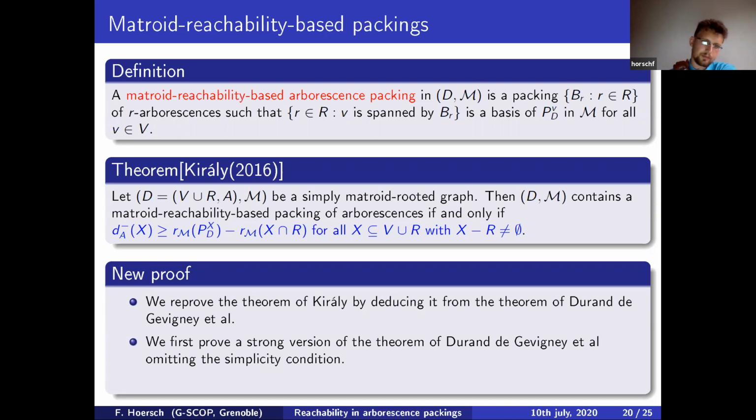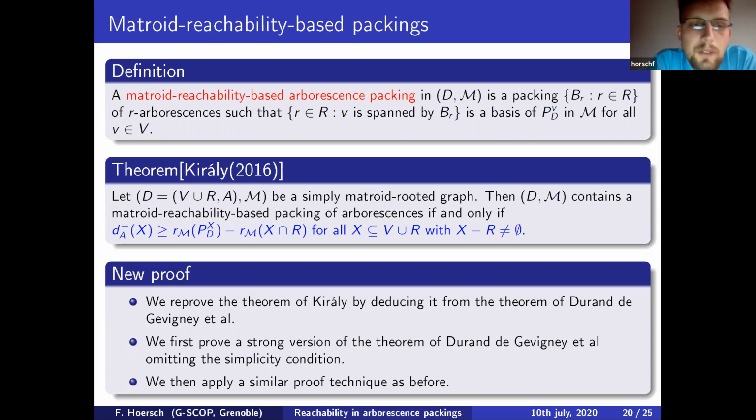And we do that. And afterwards we are able to apply a pretty similar proof technique to what I showed you before. So now we have that matroid setting. This means things get slightly more technical. I need to take a bit of care of what is spanned by what and so on. But basically it follows the same ideas and it allows to conclude the theorem of Kirai from the theorem of Duron-de-Chevigné and Nguyen and Szigeti. Okay. That was that.